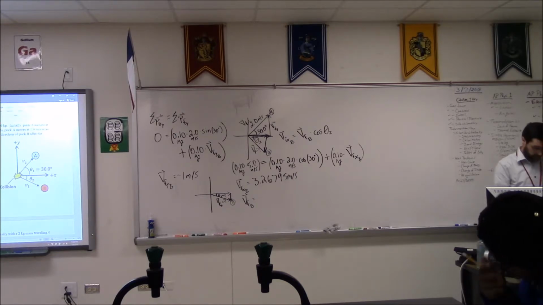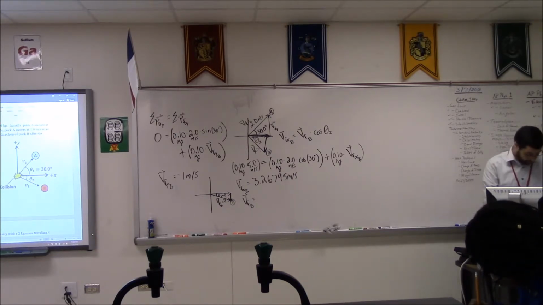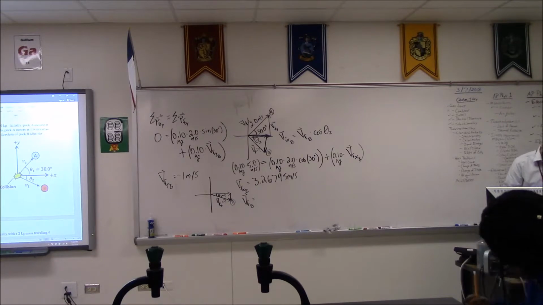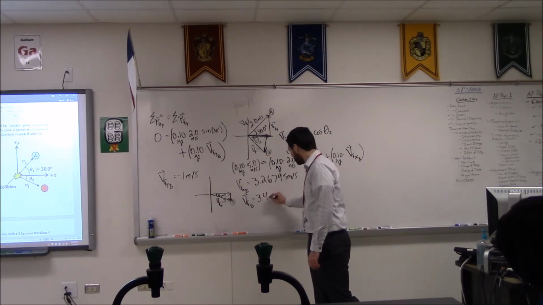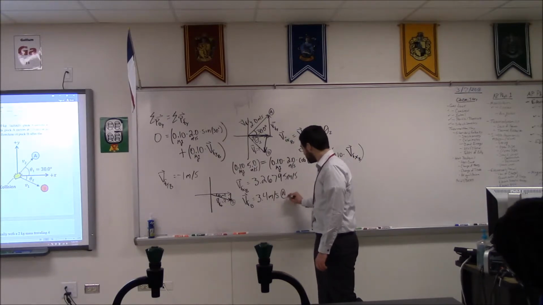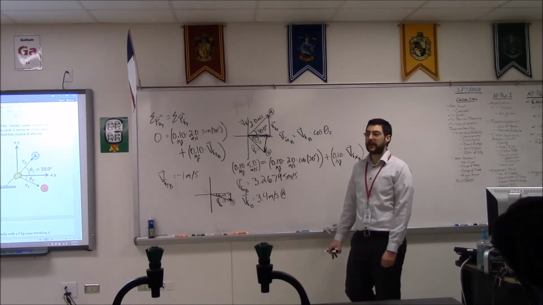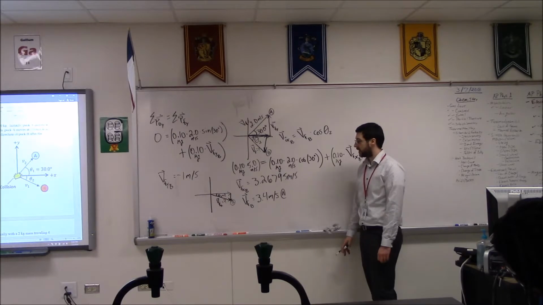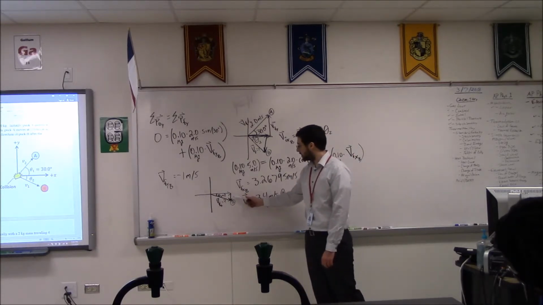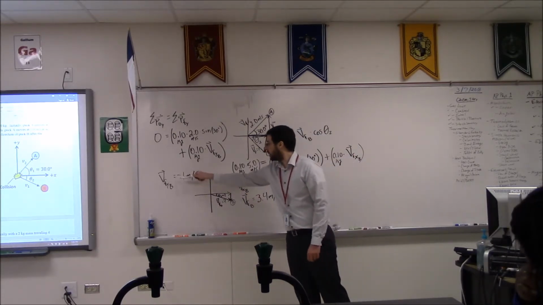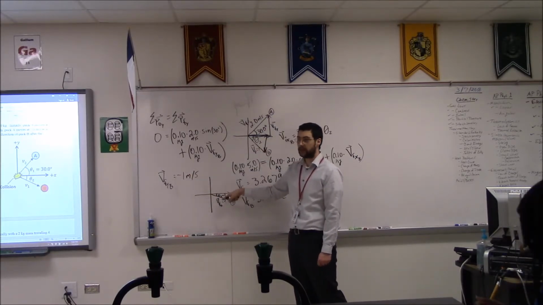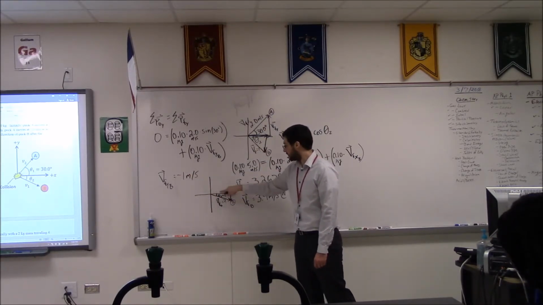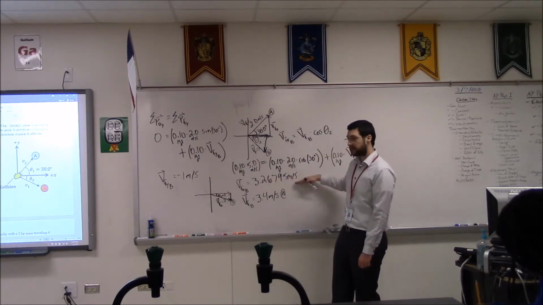What'd you get? 3.4. Okay, so 3.4 meters per second. Now I need my direction, my angle theta. How am I going to get that? Inverse tangent, right? Opposite over adjacent. So opposite is the y, although don't put that negative in there. That negative is just telling you the angle is below the positive x-axis. And then of course the adjacent is your x value.